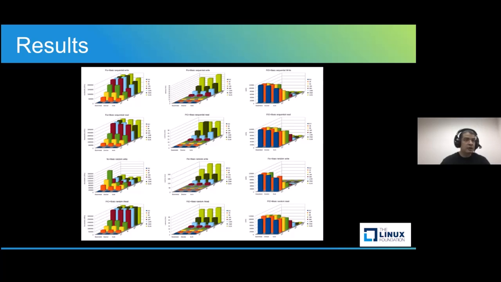Actually, no, do we have IOPS? Yes, it's bandwidth, latency, and IOPS. But half of the tests are not here.